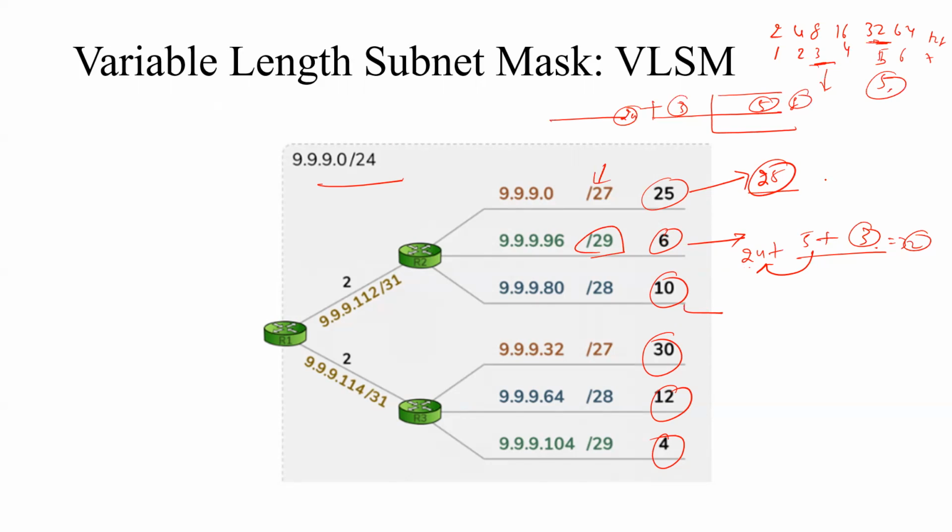10. So 10 is nearby 16, right? 2 power 3? No, nearby means it should be more than. Because if you need 10 IP addresses, but you take only 8, it is less than that. So we need to assign the IP addresses to them, right? So what is the nearby value? That is 16, right? So it should be more than.